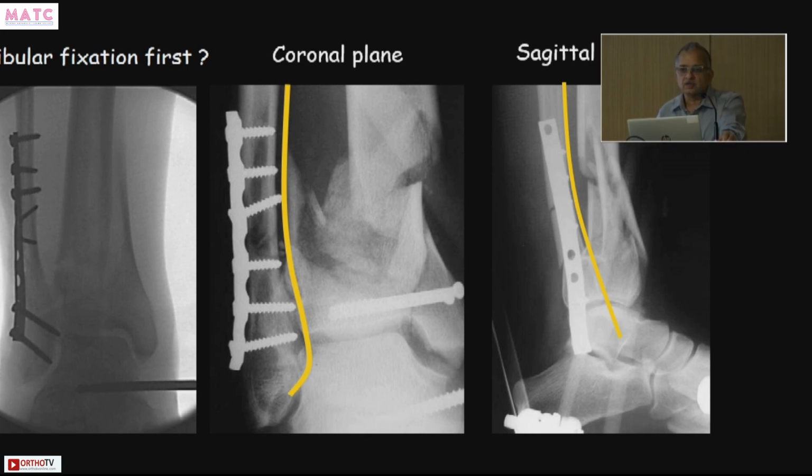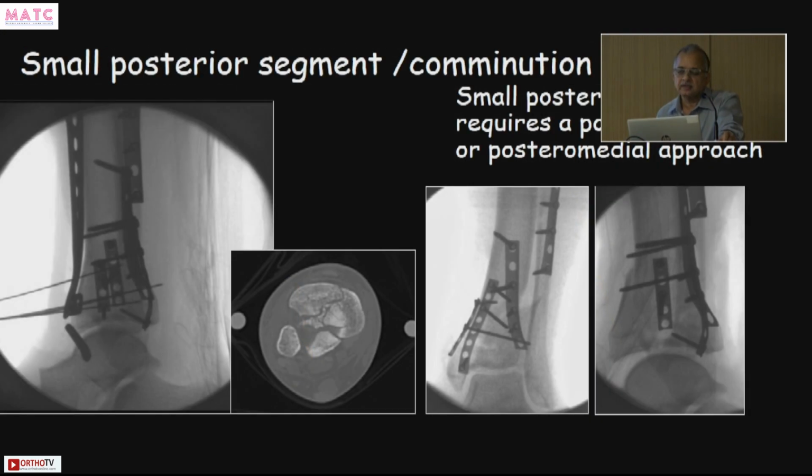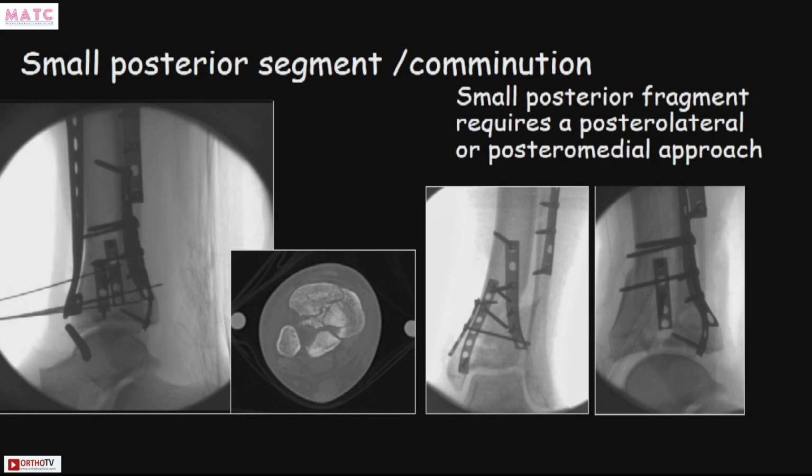So unless you have a short oblique or a transverse fracture, or you are sure of having corrected the length and the rotation of the fibula in coronal and sagittal plane, do not use the fibular plate first. You can work on the tibia and then complete the fibular fixation.